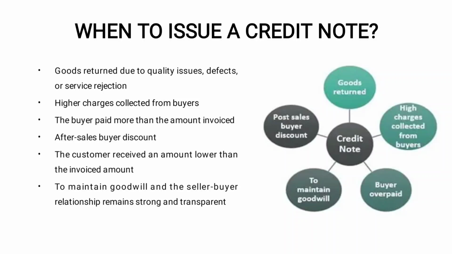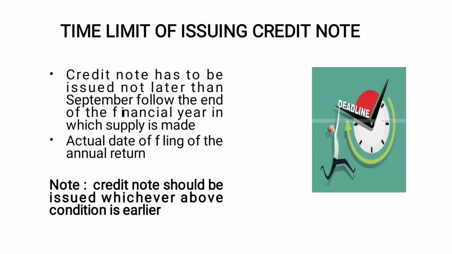When to issue a credit note? Goods returned due to quality issues, defects or service rejection. Higher charges collected from buyers. After sales buyer discount. To maintain goodwill and the seller-buyer relationships remain strong and transparent. Time limit of credit note: it has to be issued not later than September following the end of the financial year in which the supply is made.